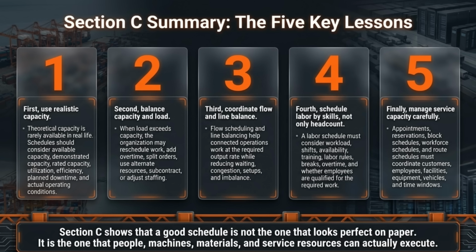Third, coordinate flow and line balance. Flow scheduling and line balancing help connected operations work at the required output rate while reducing waiting, congestion, setups, and imbalance. Fourth, schedule labor by skills, not only headcount. A labor schedule must consider workload, shifts, availability, training, labor rules, breaks, overtime, and whether employees are qualified for the required work. Finally, manage service capacity carefully.